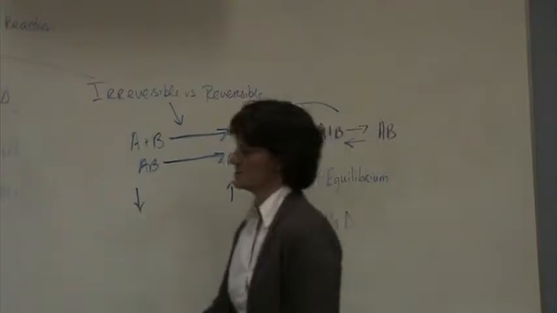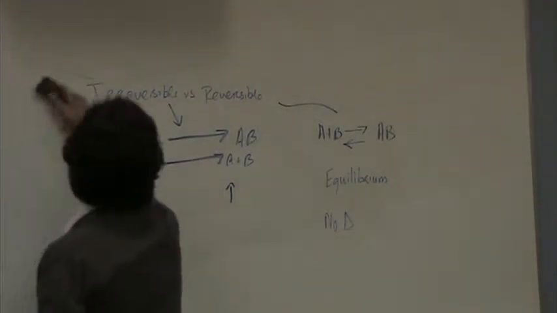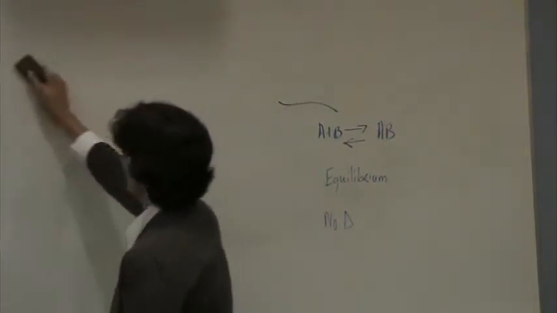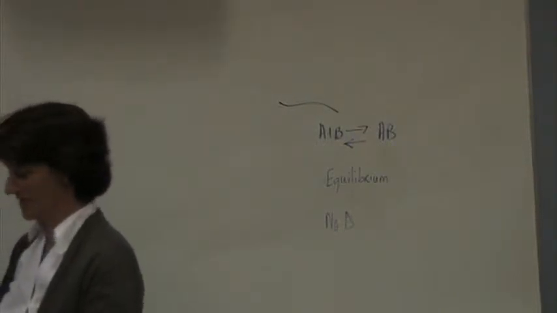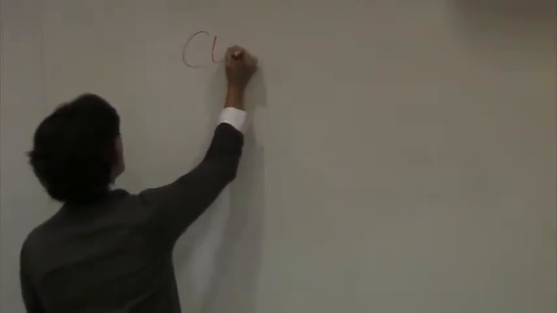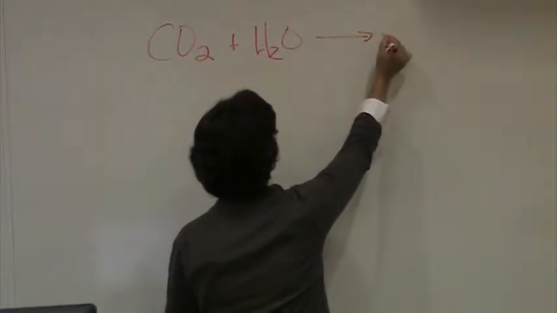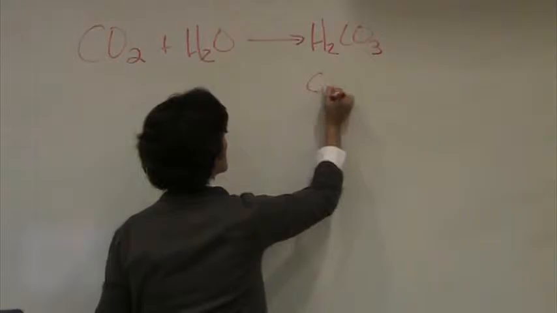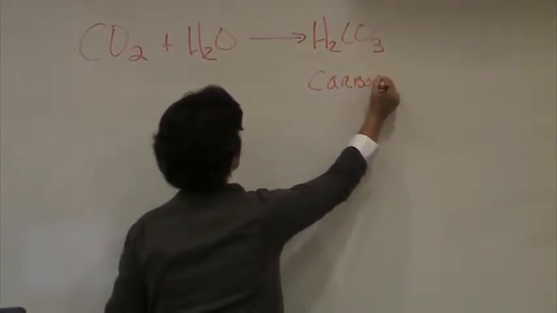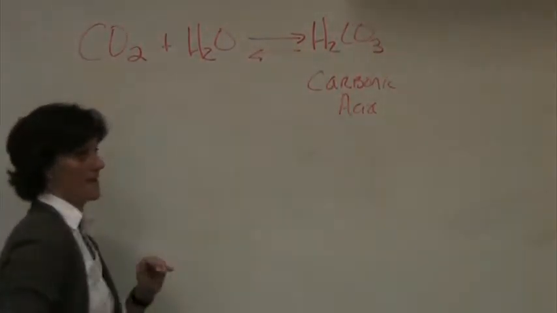So one of the equations I absolutely want you to memorize is the one I put on the quiz today. This is one, put 10 stars by it. You want to know this reaction. And this reaction is like this. CO2 plus water becomes what? H2CO3, which is carbonic acid. The arrow has to go both ways.